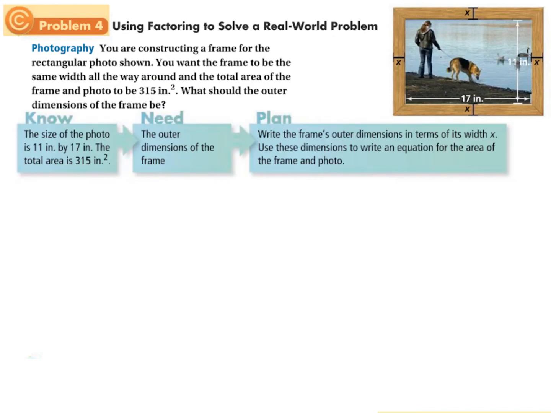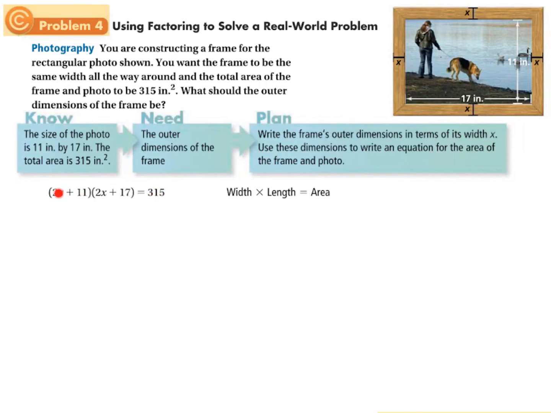Here they're saying, well, what do you know? You know that the size of the photo is 11 by 17. The total area must be 315 inches squared, and the outer dimensions of the frame are what you need. So you write the frame's outer dimensions in terms of its width x: 11 plus 2x and 17 plus 2x. Use these dimensions to write an equation. So what does that look like? Well, I'll move this down a step at a time. You know that one direction it's 2x plus 11, the other direction it's 2x plus 17, and it equals 315.